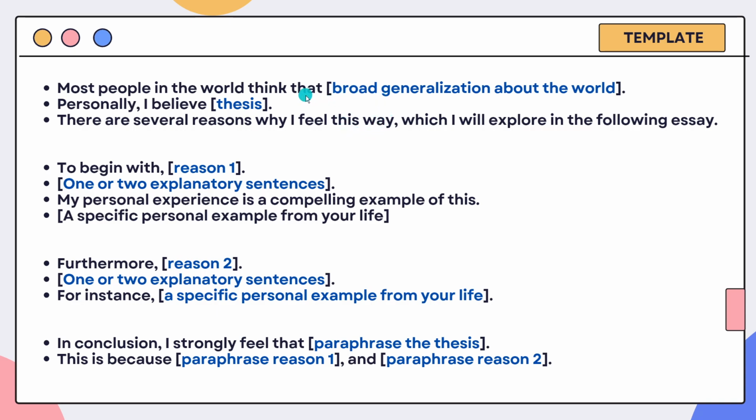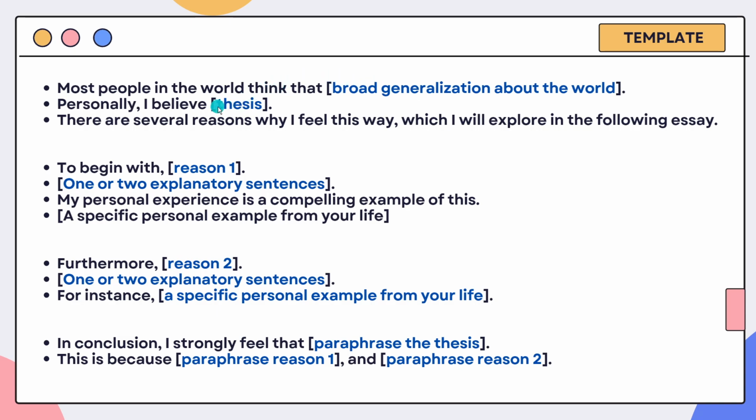The first sentence of the introductory paragraph is like a background sentence where you make a broad generalization about the world. Most people in the world think that students should have really good social skills if they want to succeed in their careers. Most people in the world think that teachers have a profound impact on young people. You see what I mean? I'm starting with a broad generalization of the world. I'll show you examples of this in just a moment, a complete essay.